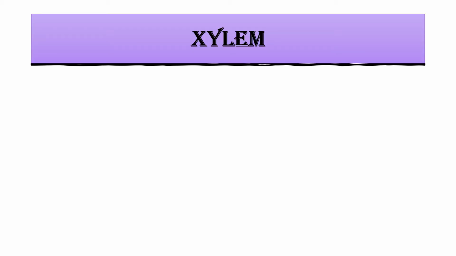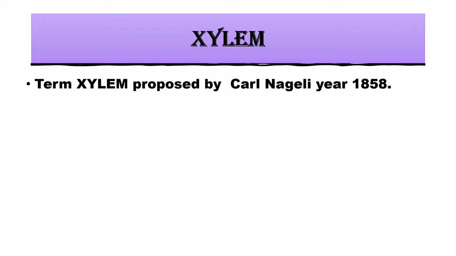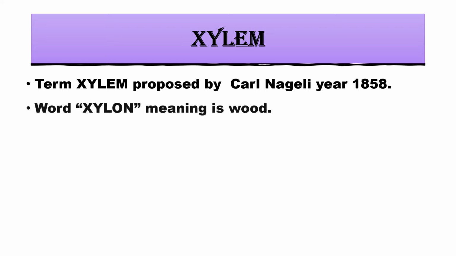We are going to discuss the structure and function of xylem in this video. The term xylem was proposed by Carl Nageli in the year 1858. It has come from the word xylon, a Greek word which means wood. So xylem is also otherwise called wood.